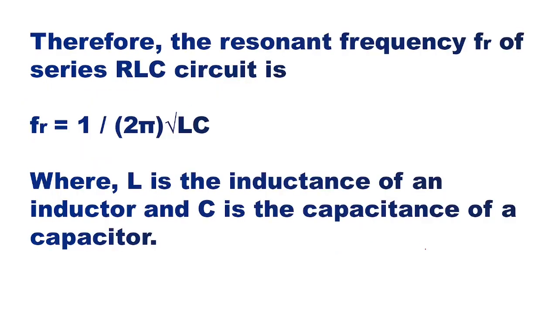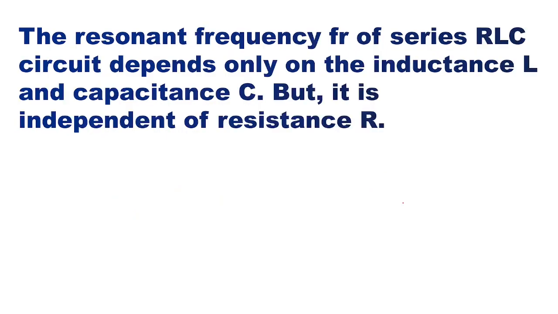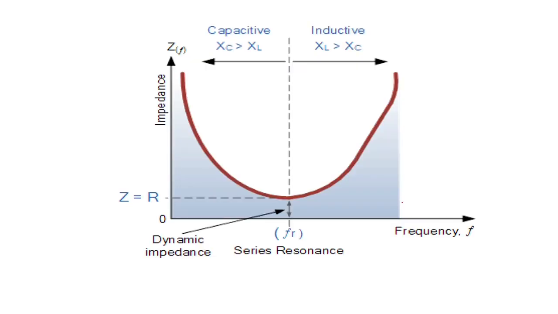And then we will see the exact resonant frequency expression. Therefore, the resonant frequency F is equal to 1 by 2 pi root LC, where L is the inductance of the inductor and C is the capacitance of the capacitor. So both those values you have to put in the expression, and that will give you the resonant frequency. The resonant frequency of a series resonance RLC circuit depends only on the inductance L and capacitance C, but it is independent of resistance R.